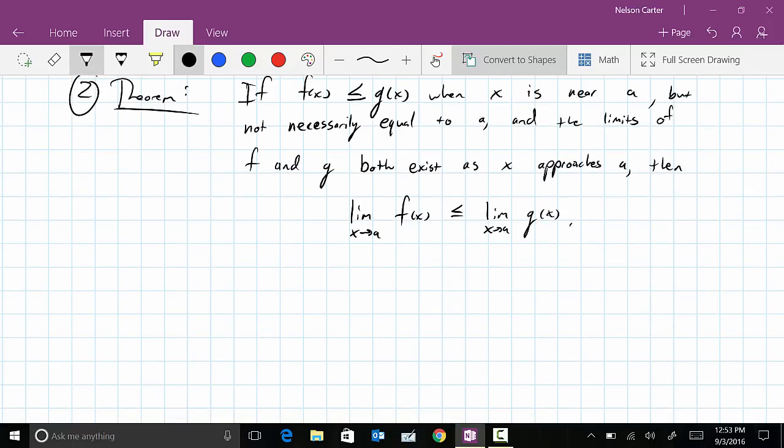Okay, then we have this third theorem, and this is a really important theorem. It's so important it's got a very famous name. It's called the squeeze theorem.